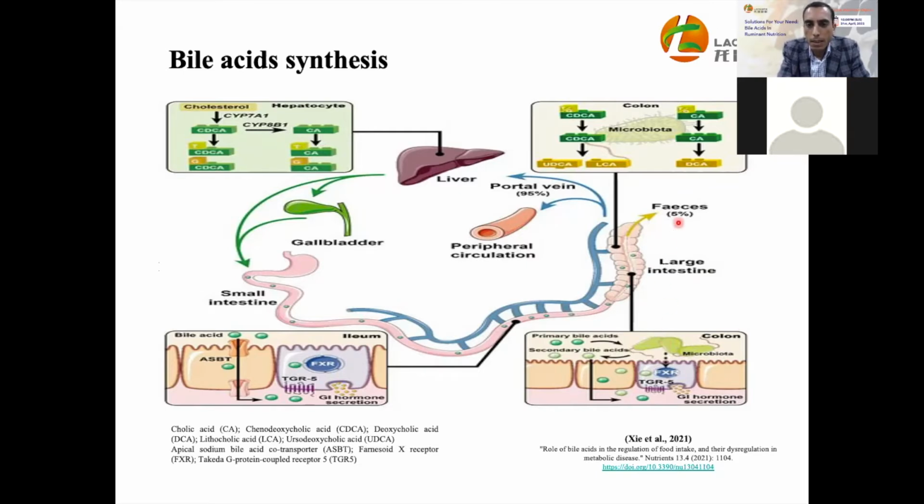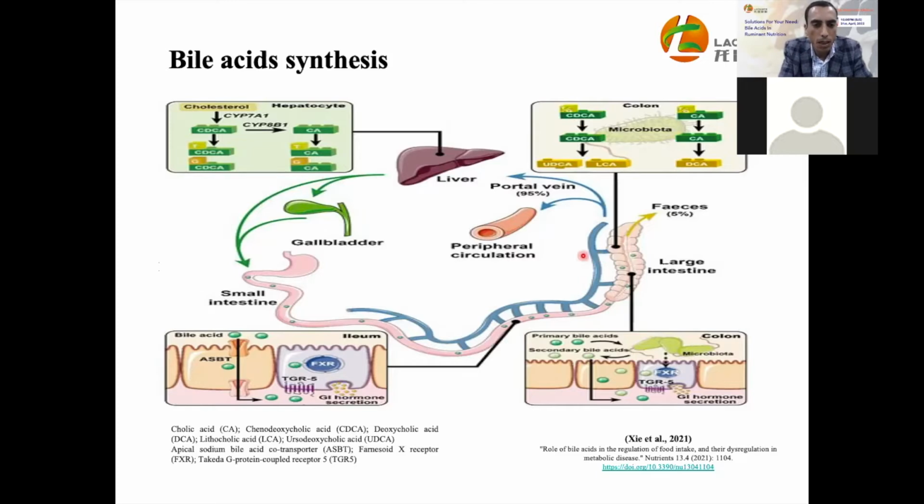There are three compounds of secondary bile acid, like lithocholic acid and deoxycholic acid. Some amount in the large intestine is returned to the liver again via peripheral circulation, and some is excreted in the feces. So this is the first point in bile acid synthesis.